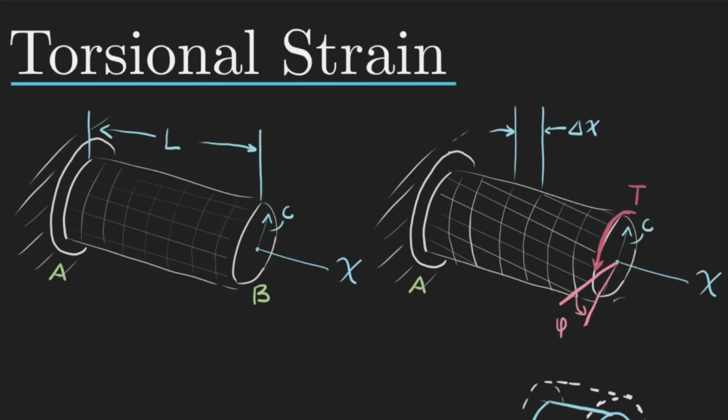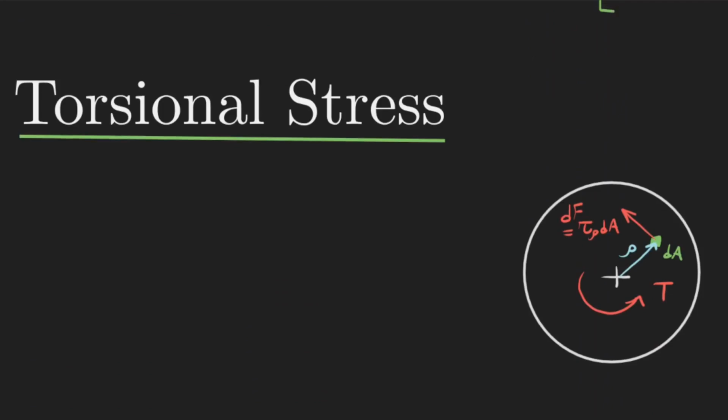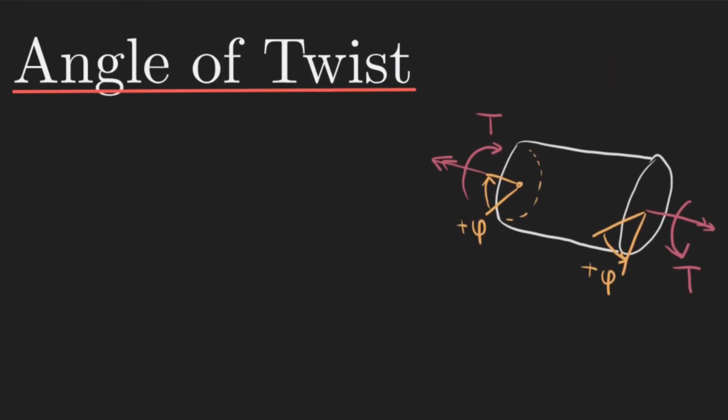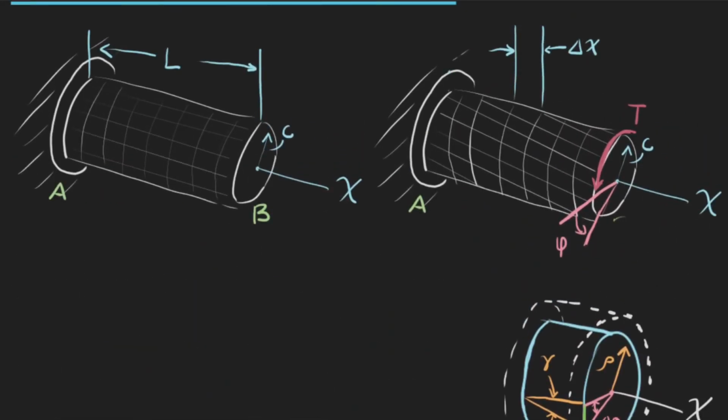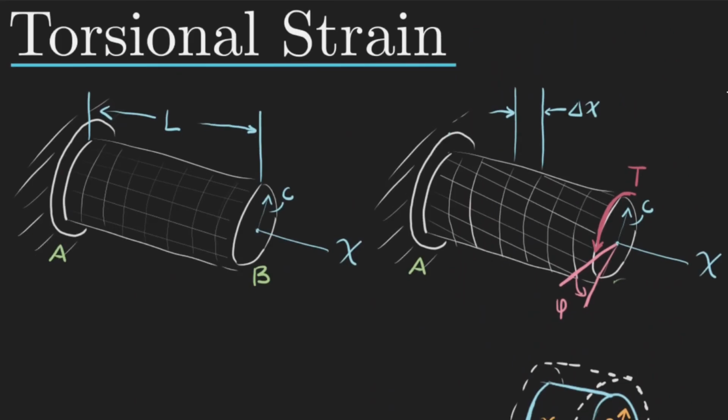So now we're going to talk about torsion. First we're going to talk about strain, and then we're going to talk about stress, and then we're going to talk about ways to calculate it. Oh yeah, also angle of twist. So starting with strain, if you remember strain, it's basically when I apply a load that creates an internal stress.